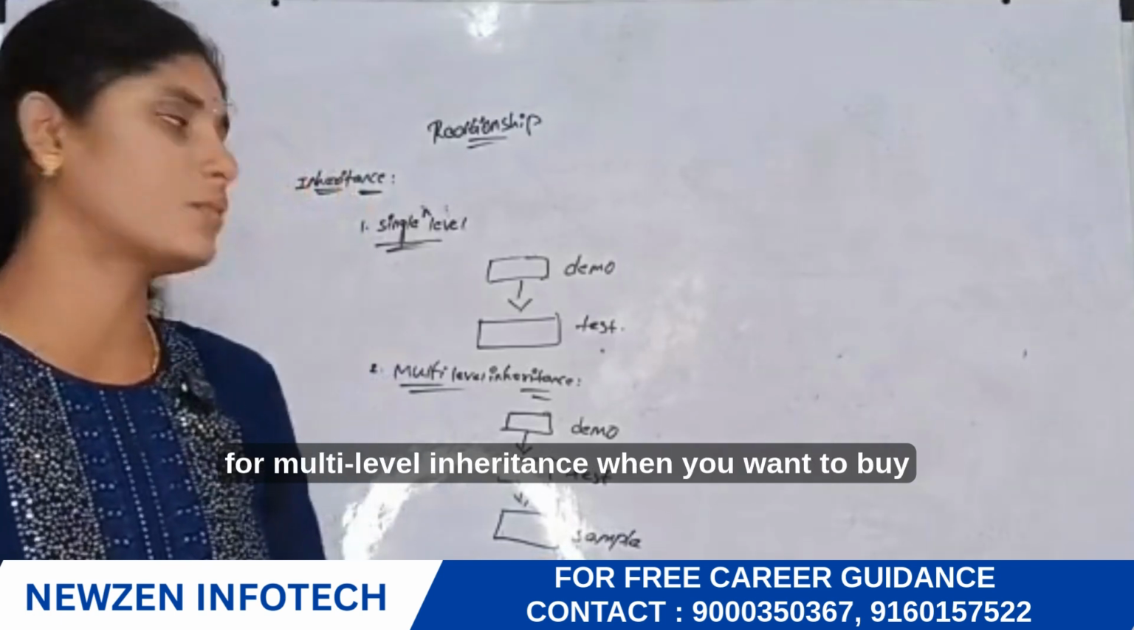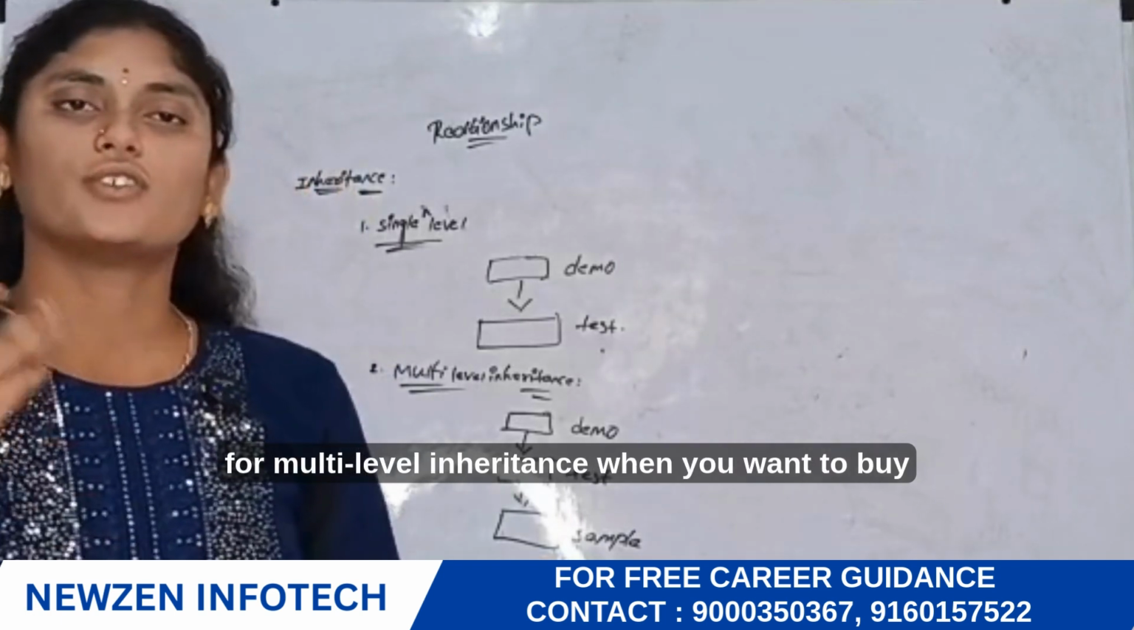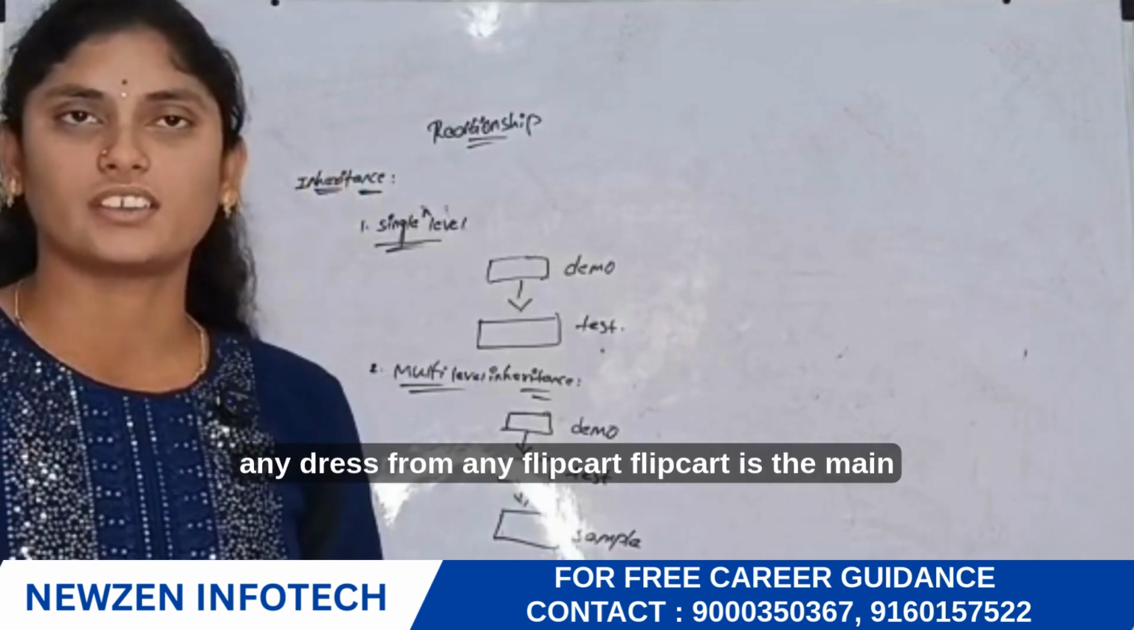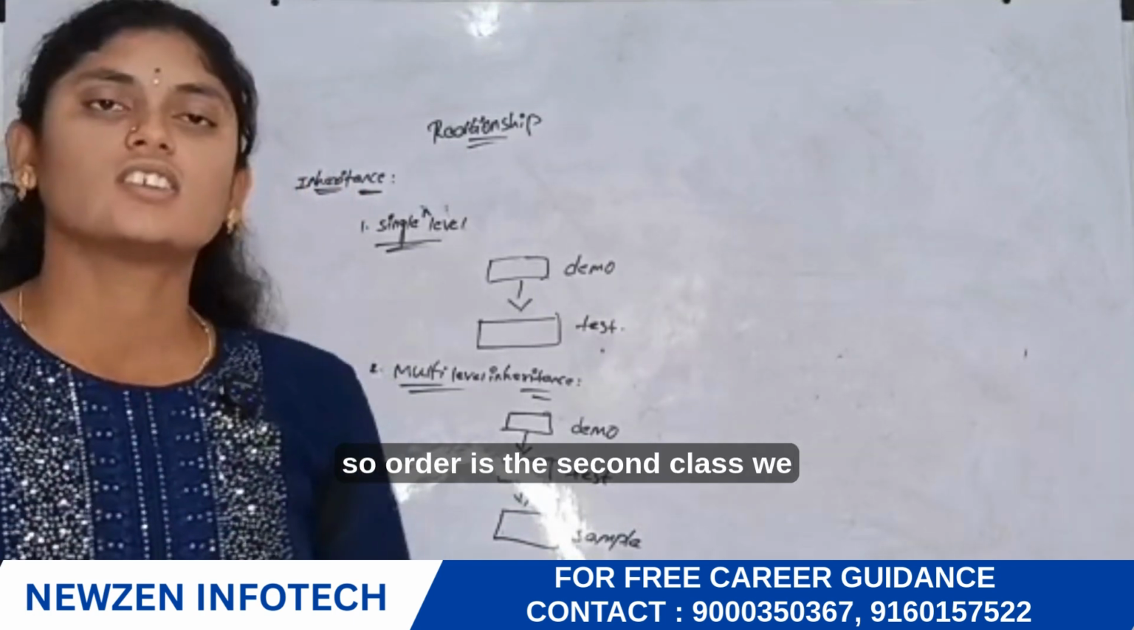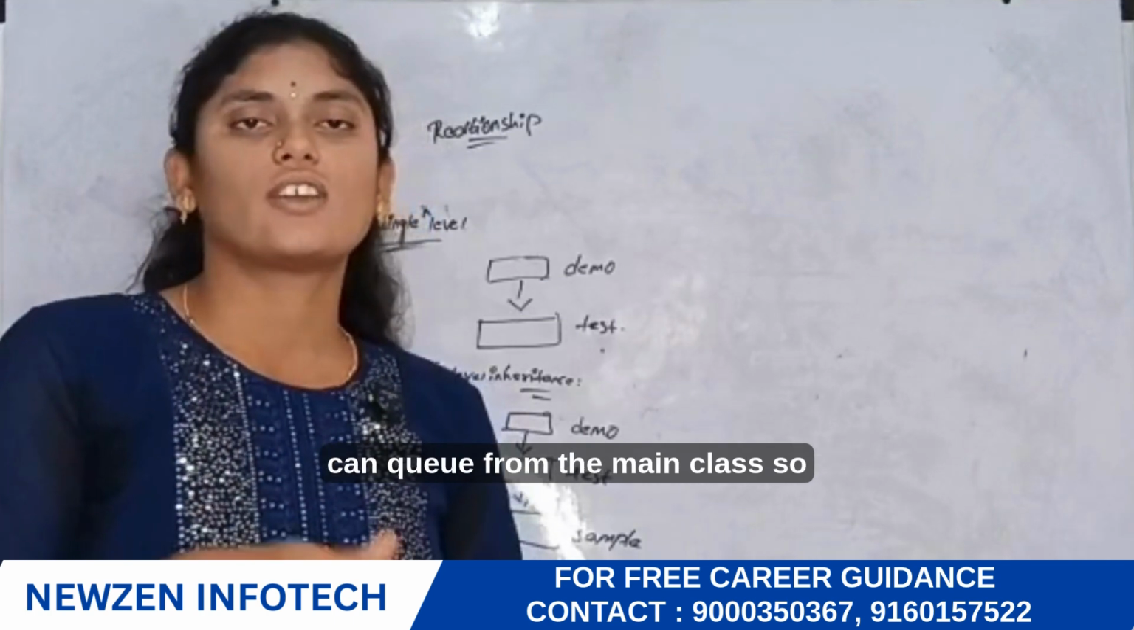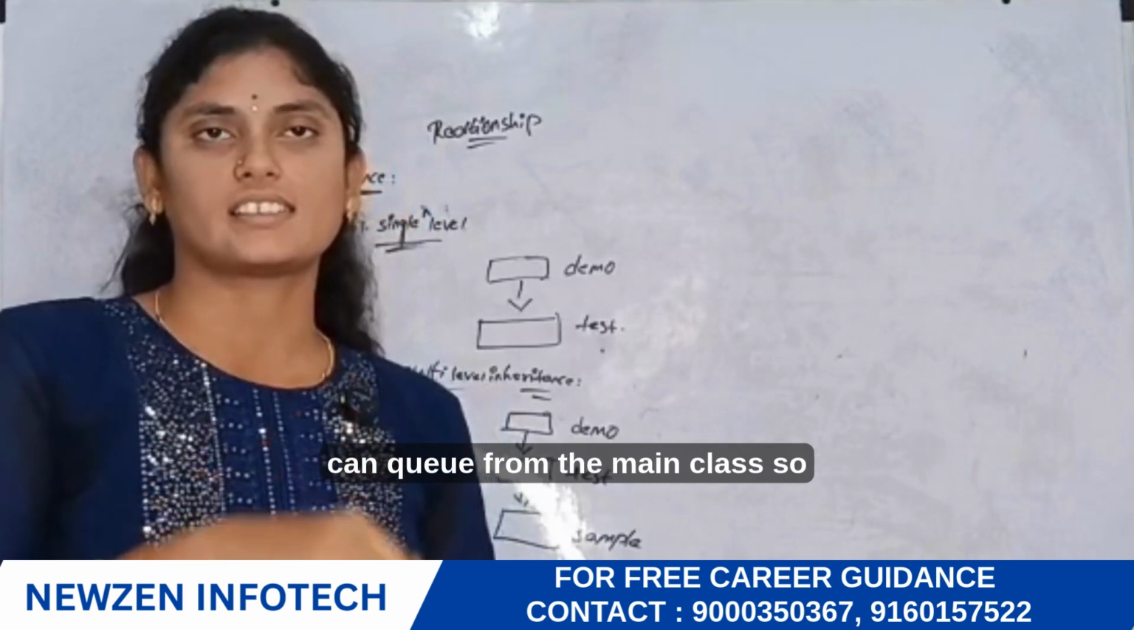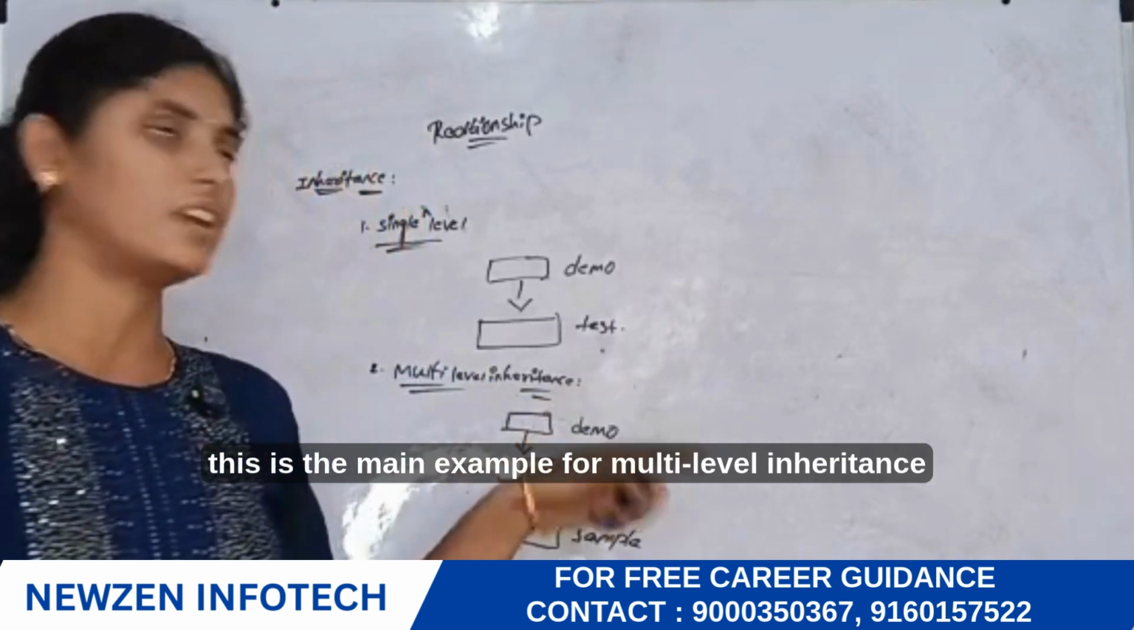One real-time example for multi-level inheritance is when you want to buy any dress from Flipkart. Flipkart is the main class, so we have to order. So order is the second class. We can acquire from the main class. So this is the main example for multi-level inheritance.